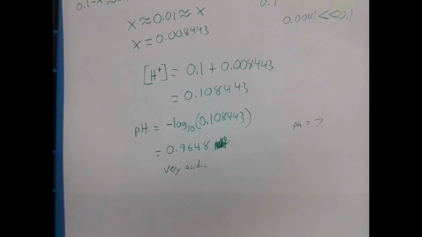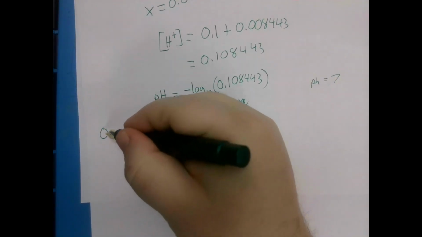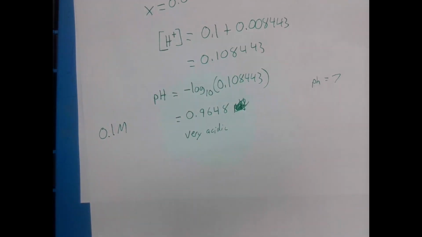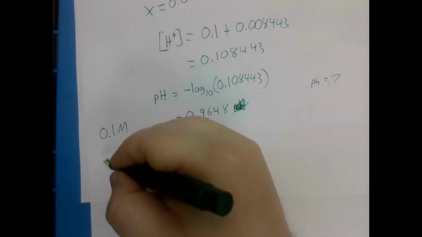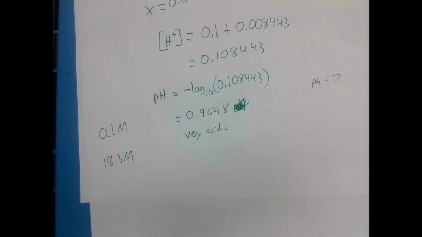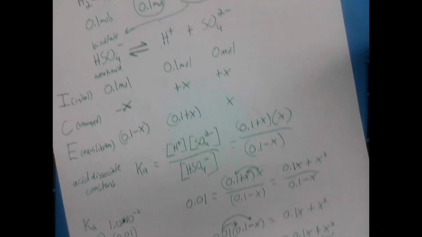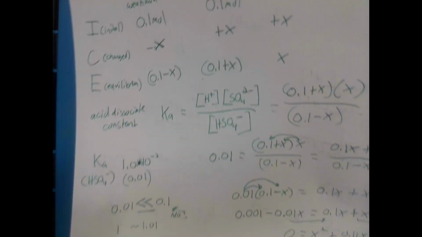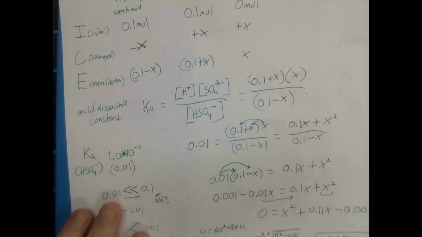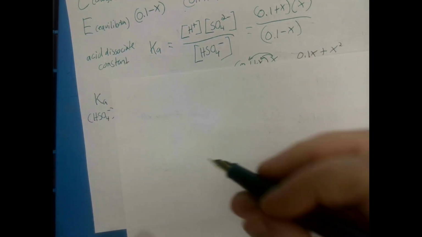By the way, this was for 0.1 molar sulfuric acid. I have some 18.3 molar. Let's go ahead and calculate, or I'll just go ahead and do it. So we want to calculate what that would be for 18.3. I think it's 18. I'll just do 18. It won't be much difference.